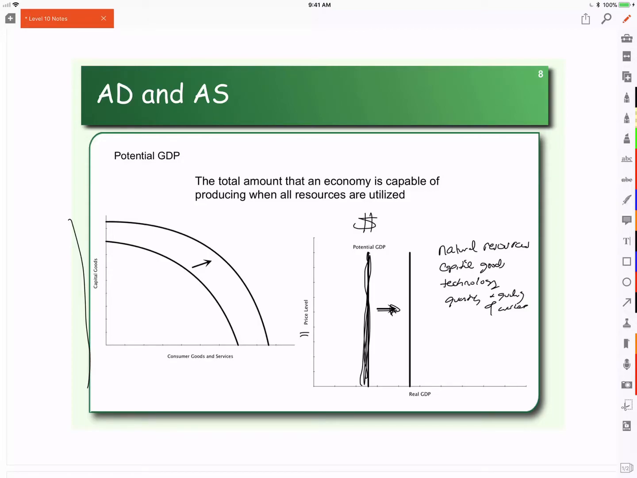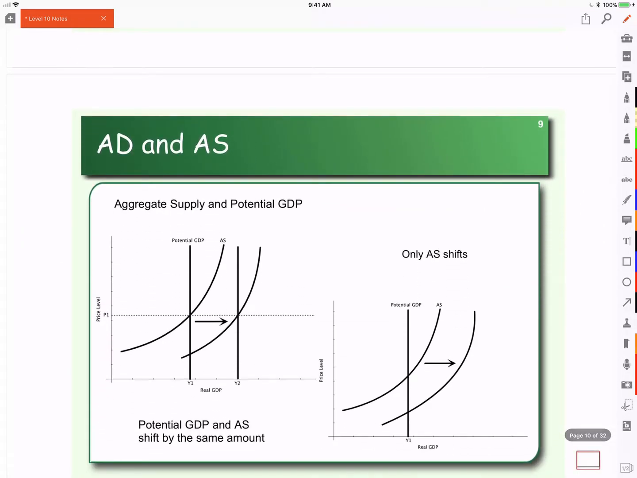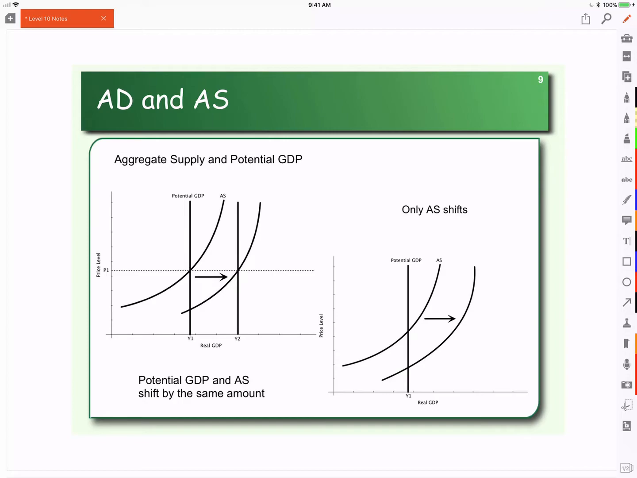So, if natural resources, capital goods, technology, and quantity and quality of workers change potential GDP and aggregate supply, but a change in the cost of your factors of production only changes aggregate supply, then we need to be able to see that difference here on a graph.